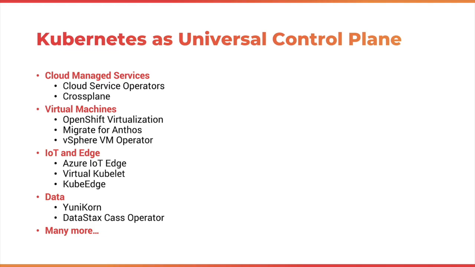And then the database world is building a lot of extensions. For example, Unicorn from Cloudera is bringing Yarn capability to Kubernetes. And DataStax's CASS operator for Cassandra is one such example. Now, this is by no means a comprehensive list. This is just a very high-level list of how the ecosystem is investing in building extensibility and operators and controllers that take Kubernetes beyond typical containerized workloads.